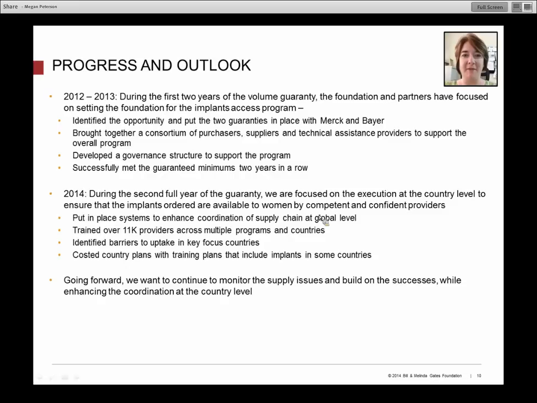So going forward, where we see ourselves going is making sure that we're continuing the good work that's been done around the coordinated supply planning and the monitoring of the supply issues, and starting to build on these successes that we're seeing in countries in terms of the capacity building, and really moving forward to make sure that the service delivery setting has that much broader method mix, and that women are accessing family planning in a voluntary way with informed choice.